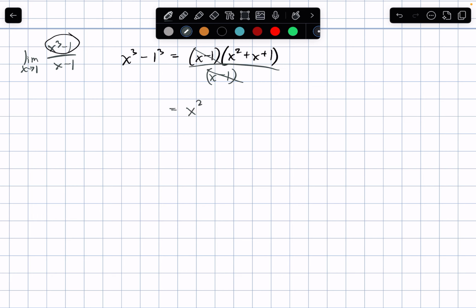So from there, we no longer have a denominator, so we can start to direct substitute. So that's going to be 1 squared plus 1 plus 1. That's equal to 3. So that's the answer.